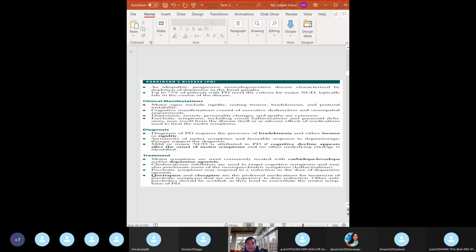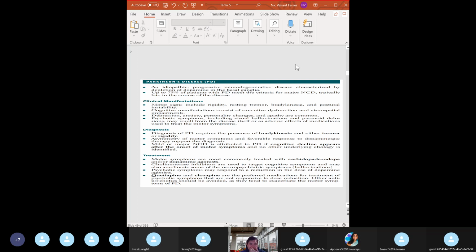Let's talk about Parkinson's disease. You can have resting tremor, bradykinesia, postural instability. You need to know all of that. Cognitive decline appears after the onset of your motor symptoms. What's the treatment? Carbidopa, levodopa, or your dopamine agonist. High-yield: quetiapine and clozapine are the preferred medications for the treatment of psychotic symptoms that are not responsive to dose reduction.